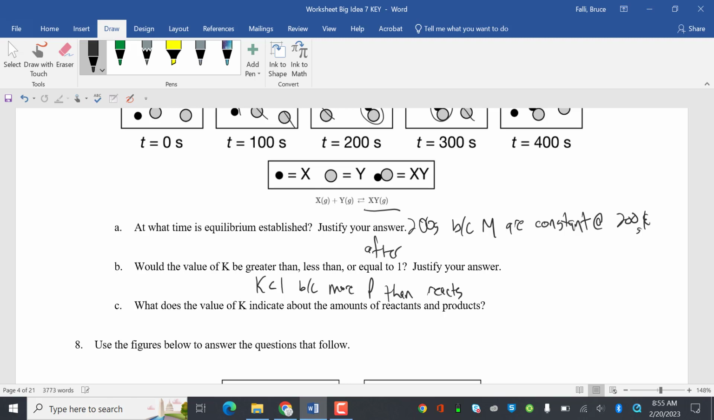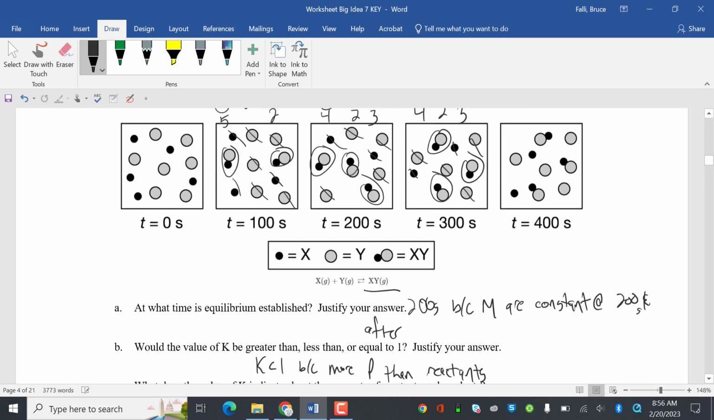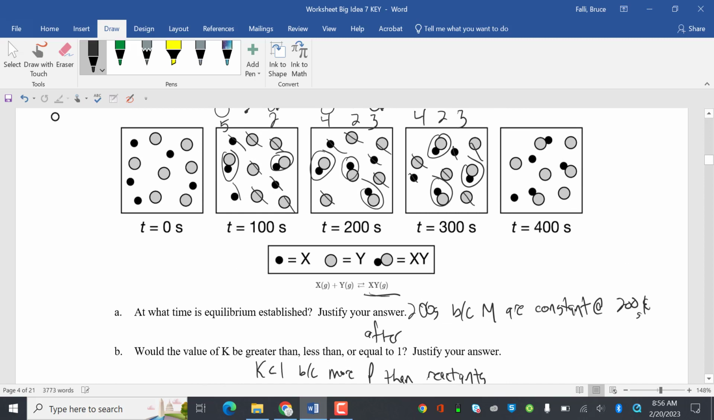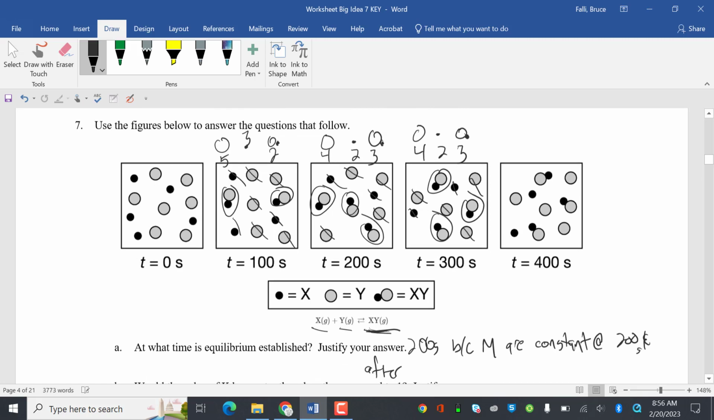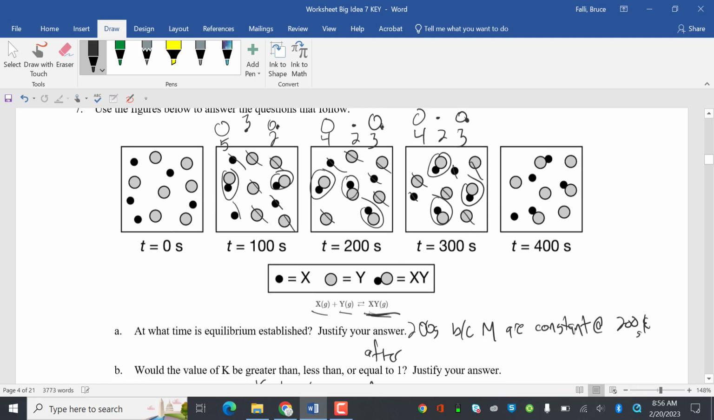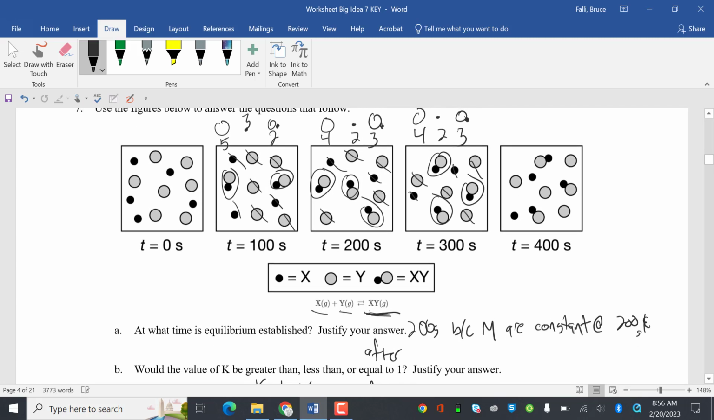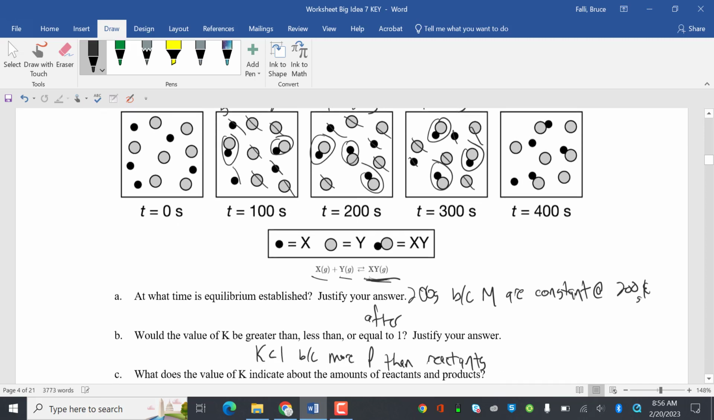I could also call each one of those particles a mole and actually calculate it. So I could write the K expression of this, XY over X squared Y squared, and so that would be 3 over, I said squared, sorry, 3 over 4 times 2, which is 8.